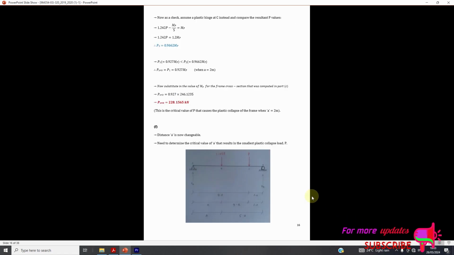Now following from the inspection of the bending moment diagram above, assume a plastic hinge at B. Now you get that 1.726P minus 3Mp over 5 is equal to Mp. Now 1.726P is equal to 8Mp over 5, so P1 is equal to 0.927Mp. Now check by assuming the plastic hinge at C instead, and compare the resultant P value. After substituting this formula, we get that the P critical is equal to 28.1565 kilonewton.